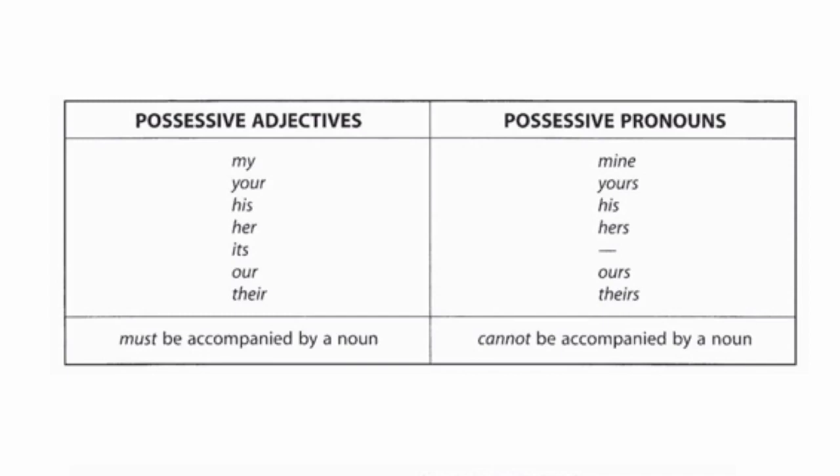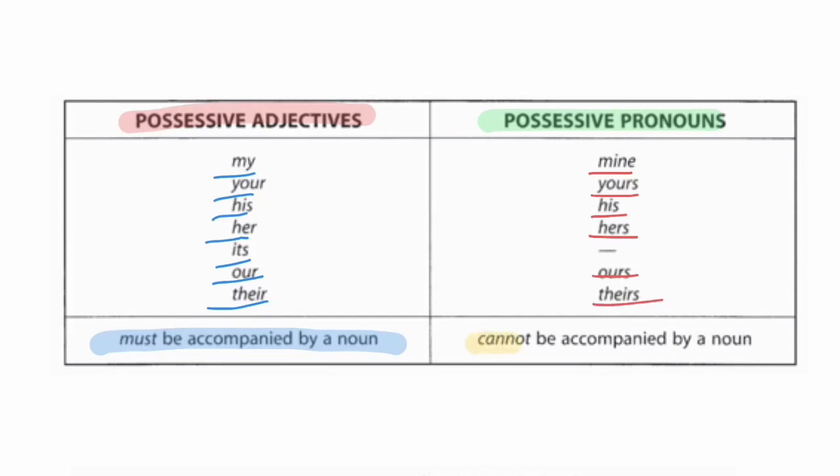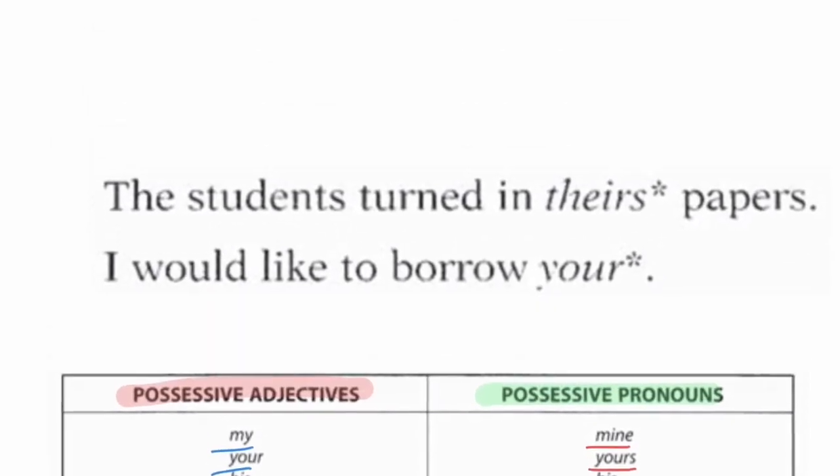The possessive adjectives my, your, his, her, its, our, and their must be accompanied by a noun, while the possessive pronouns mine, yours, his, hers, ours, and theirs cannot be accompanied by a noun. Now let us see other examples.